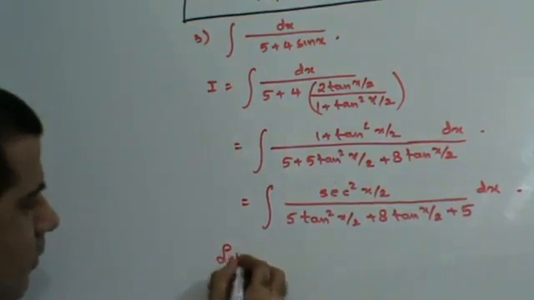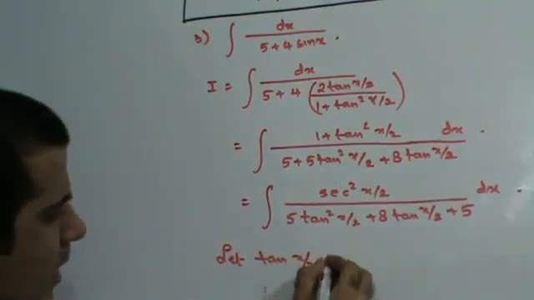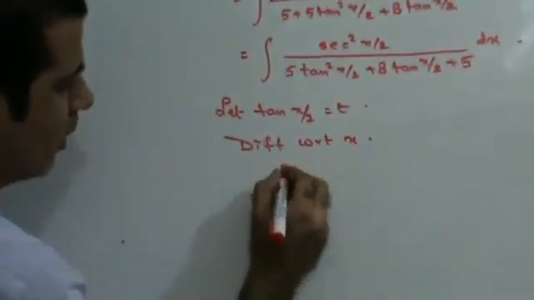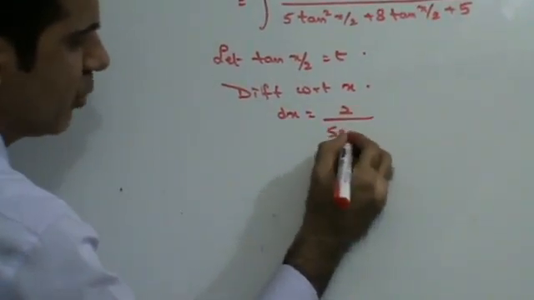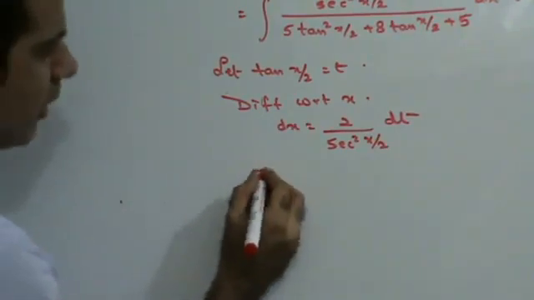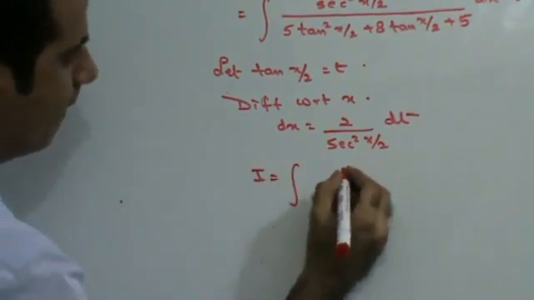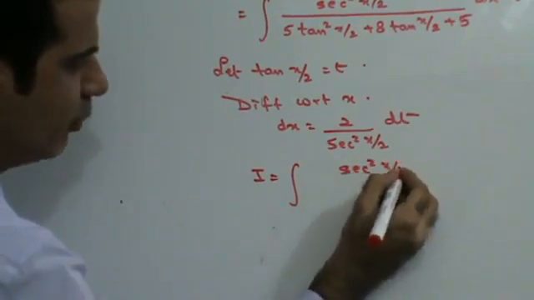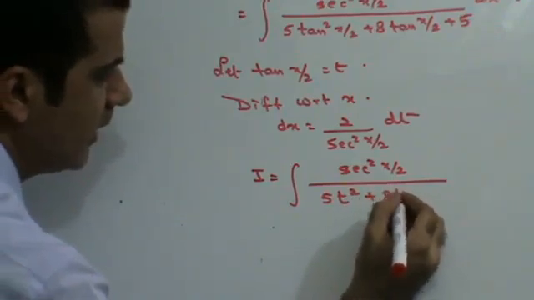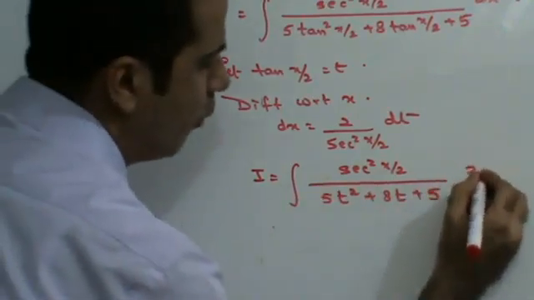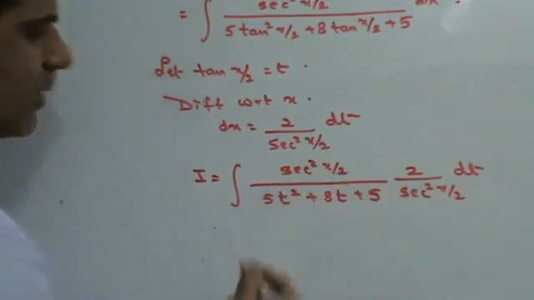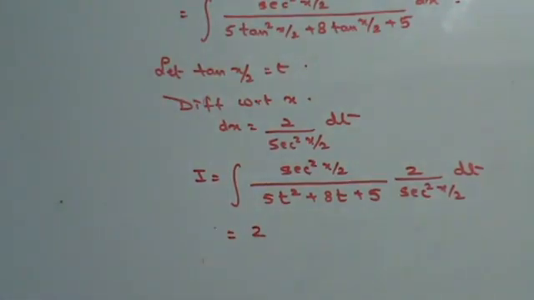Let tan x by 2 be equal to t. Differentiate with respect to x. So you will get dx is 2 upon sec square x by 2 dt. I explained this to you in the first sum. So you will get I is integral of sec square x by 2 upon 5t square plus 8t plus 5, times 2 upon sec square x by 2 dt. Sec square x by 2 cancels.